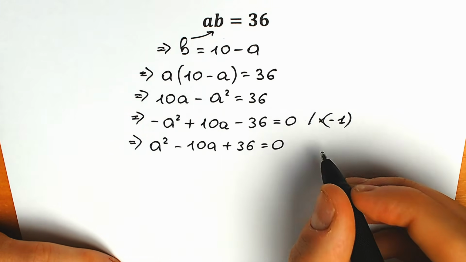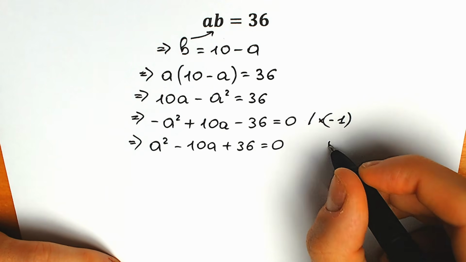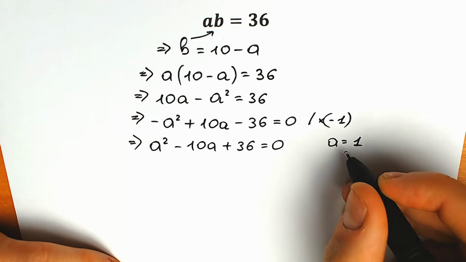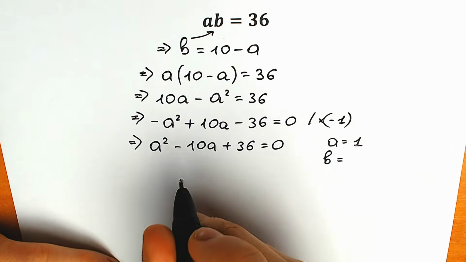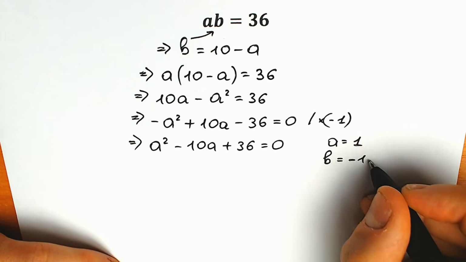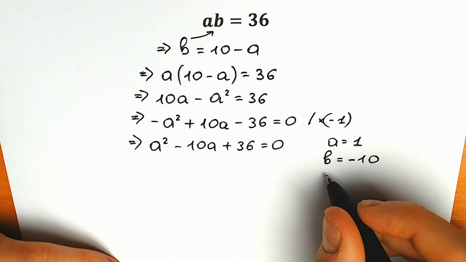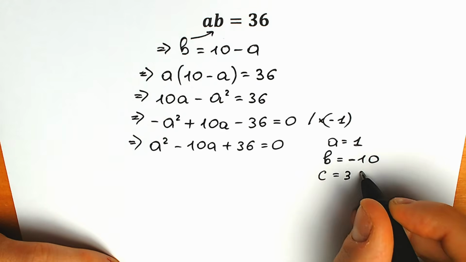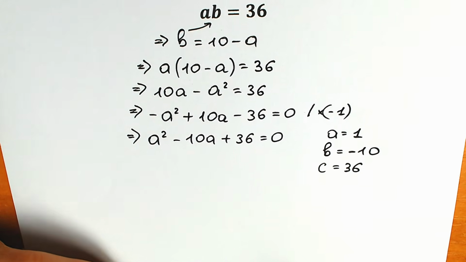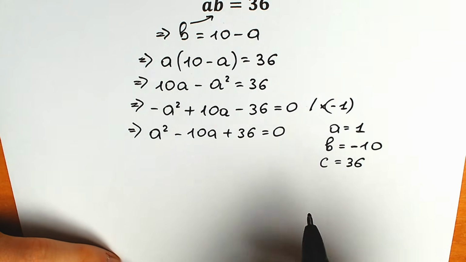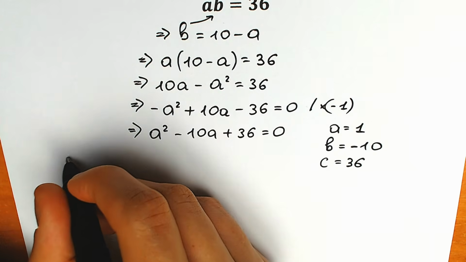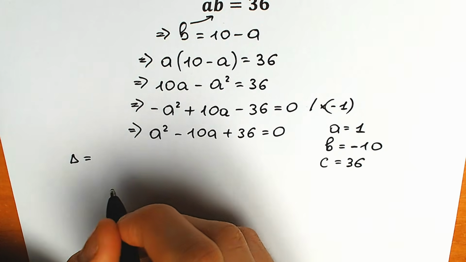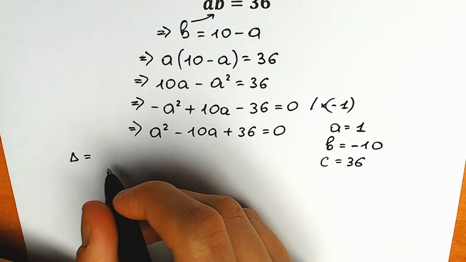First of all, let's write our coefficients. So first coefficient a equal to 1, second coefficient b equal to minus 10, and third coefficient c equal to 36. Okay, we have three coefficients. Of course, this is up to you. You can also use theorems, but I prefer a classic method using a discriminant. So I want to solve real quick our discriminant.